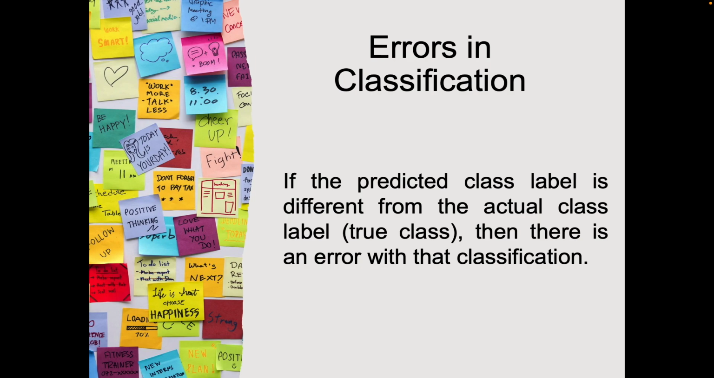During one of our previous videos, we saw the classification error for the iris dataset. Now we will take a look at what are the possible errors that take place in classification. If the predicted class label is different from the actual class label, sometimes we call the true class, then there is an error associated with that classification. Let's see what are some common problems that can occur during the classification process.